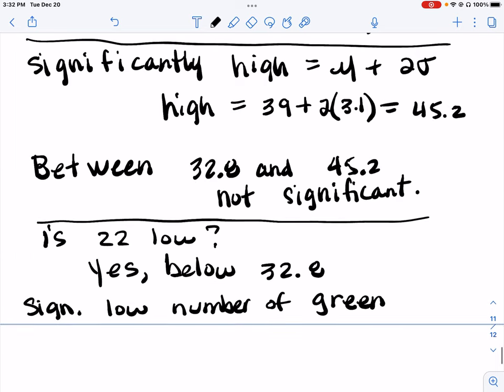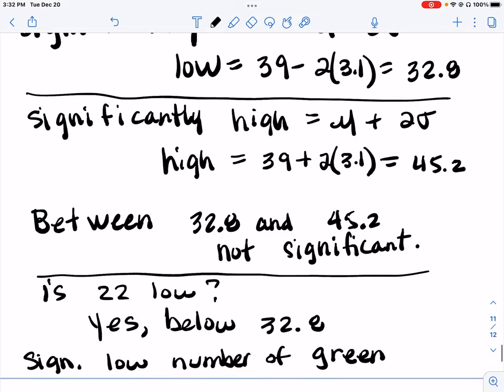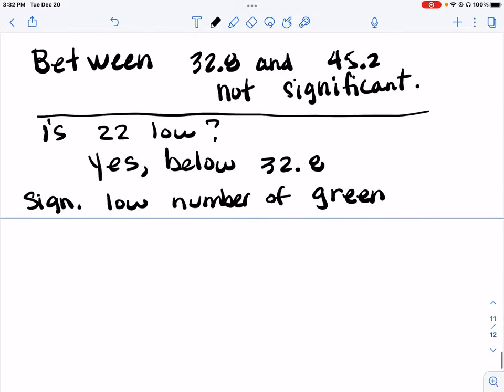So is 22 low? Yes, because it's lower than the lowest number, 32.8. Anything in between is normal. Anything outside of that is abnormal, either significantly large or significantly small. So 22 is significantly low because it's less than that lower bound of 32.8. That's the end of our lesson.